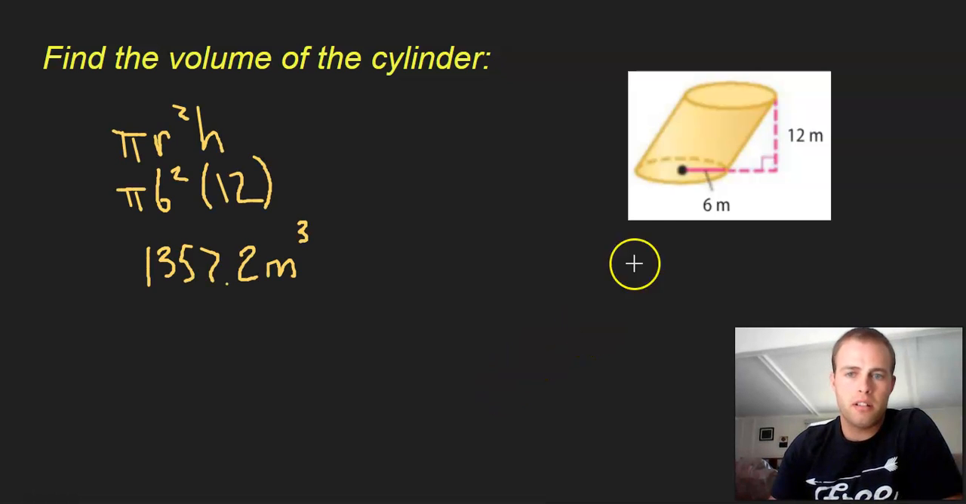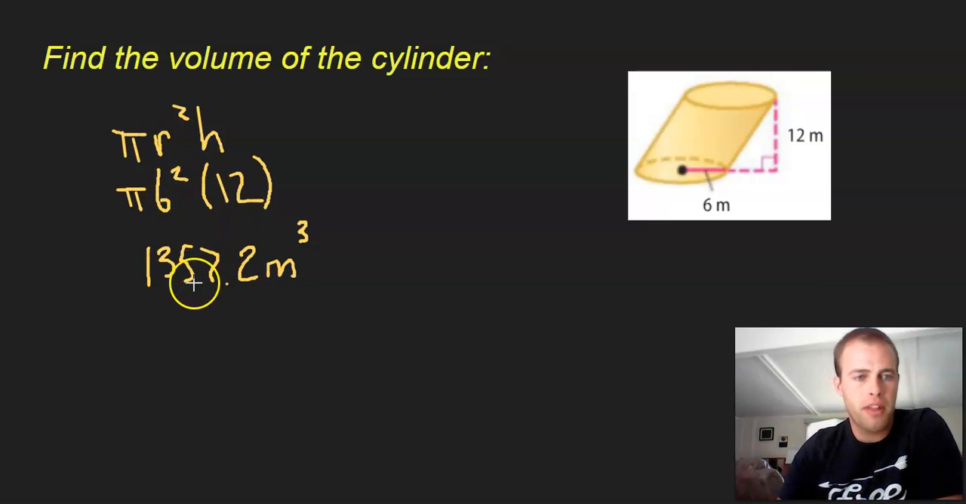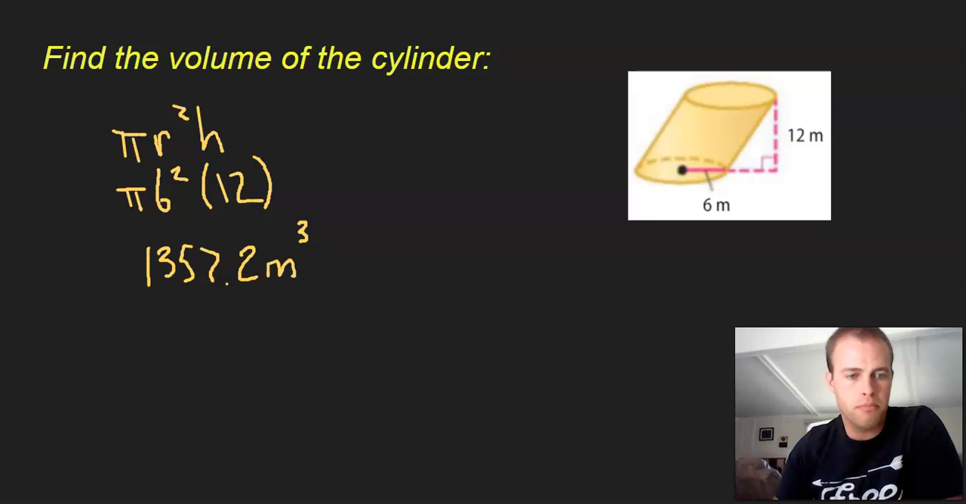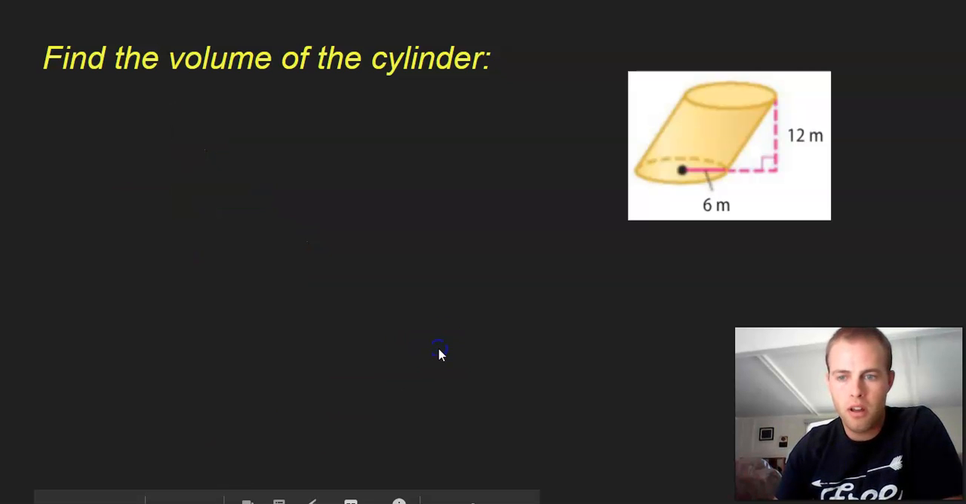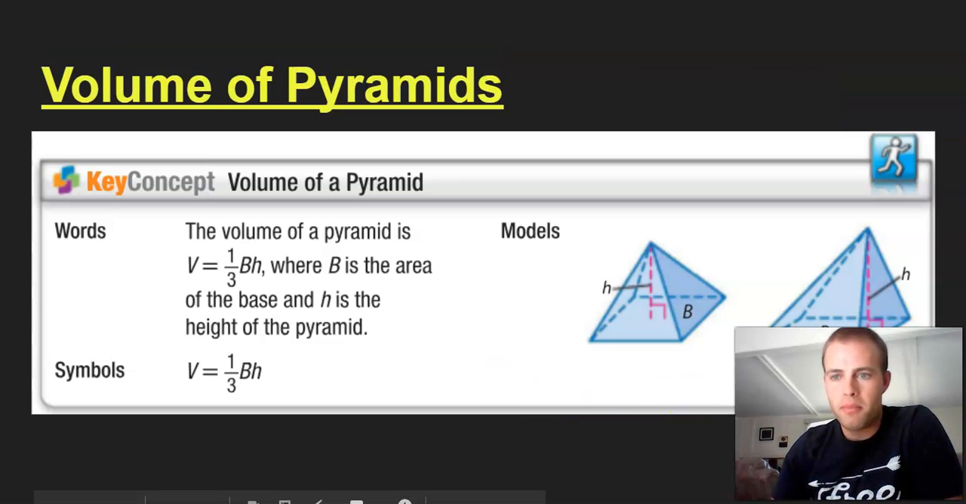Alright, so right cylinder, oblique cylinder, doesn't matter. We can still use pi r squared h, plugging in the information that we have. 1,357.2 meters cubed. Moving on to pyramids then.